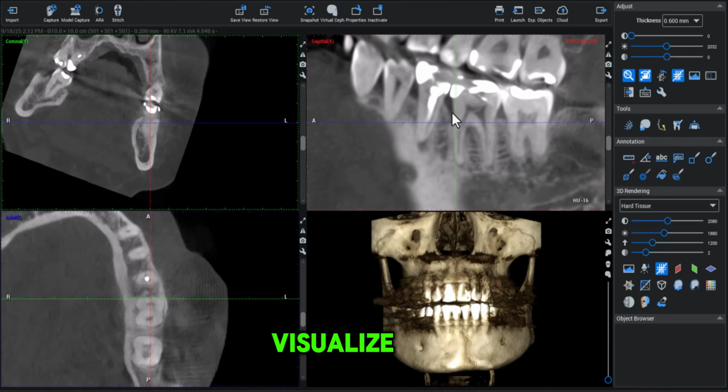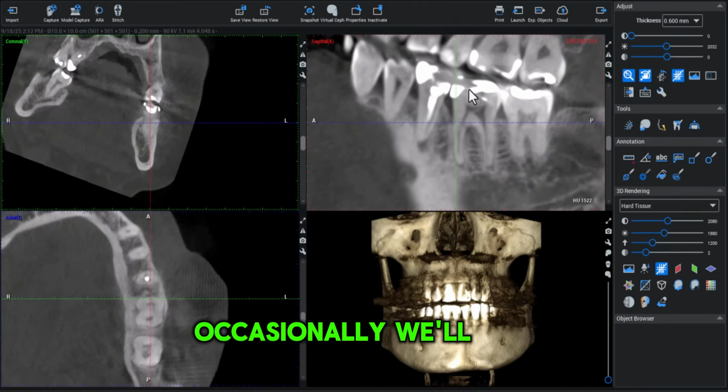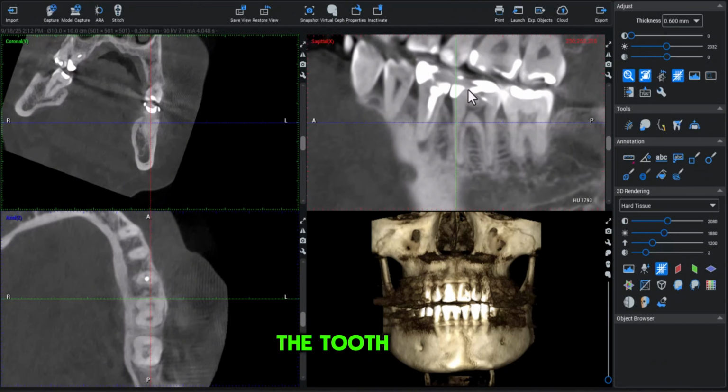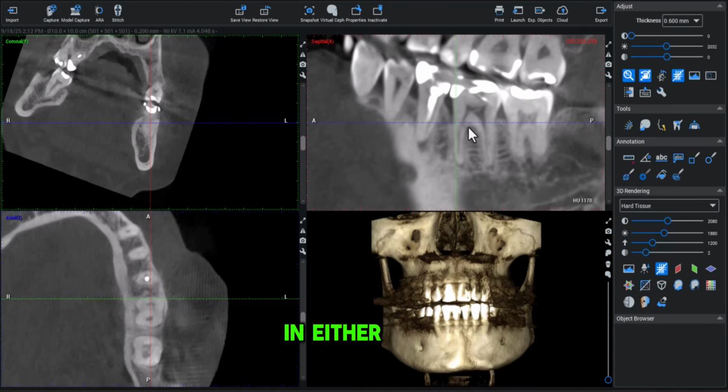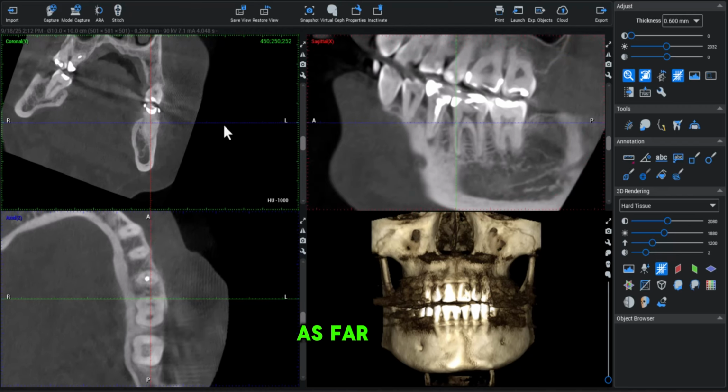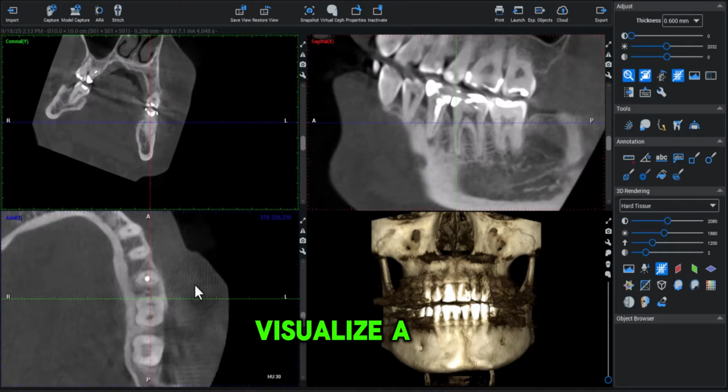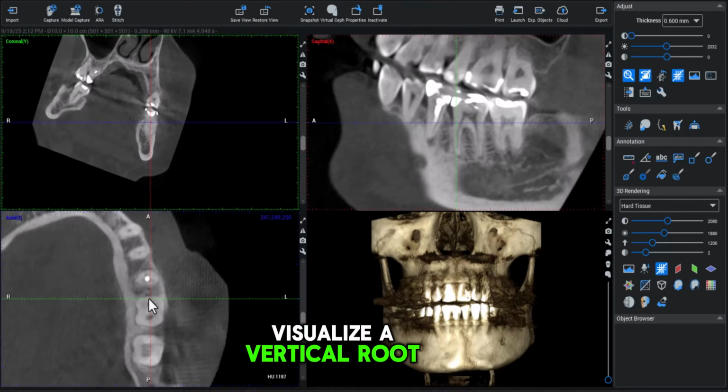Sometimes we can visualize that the cracks will be on the outside of the tooth. Occasionally we'll have the fracture line be inside the tooth. So when we go to start root canal treatment, we might visualize that crack under the microscope inside the tooth. In either case, the tooth would be non-restorable and need to be removed. So I hope that helps as far as how to visualize a vertical root fracture.